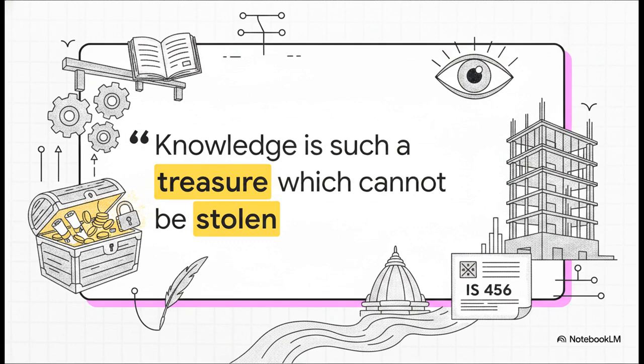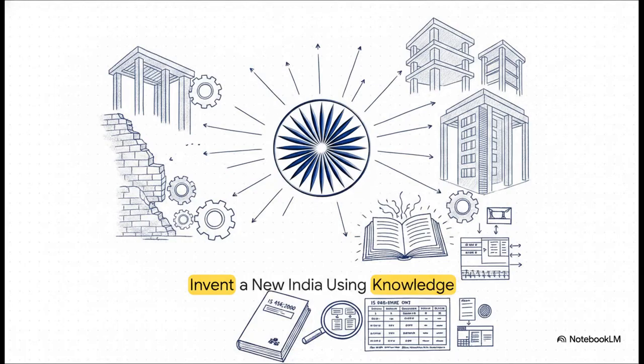It's actually a perfect parallel to the modern Right to Information Act. Because think about it, engineering codes like IS 456 aren't just private, locked-away rulebooks for contractors. They are quite literally public treasures. They exist to safely build a nation. And having transparent access to this knowledge is fundamentally about public safety and empowerment. And that ties perfectly into Sam Pitroda's famous call to invent a new India using knowledge.